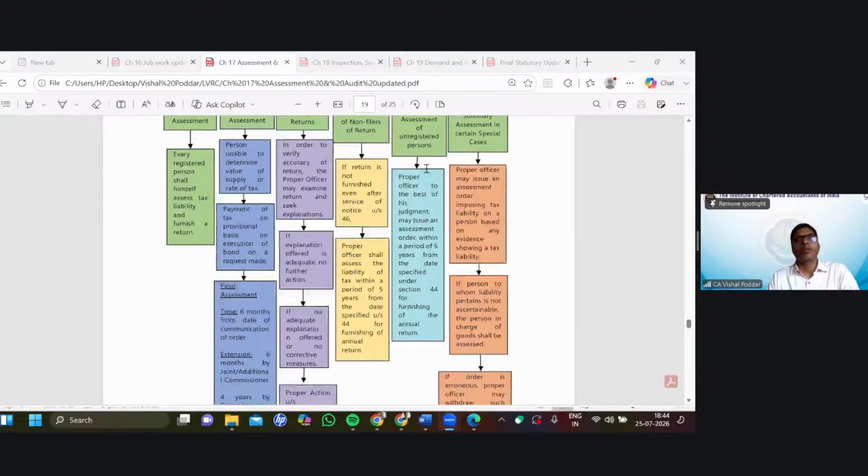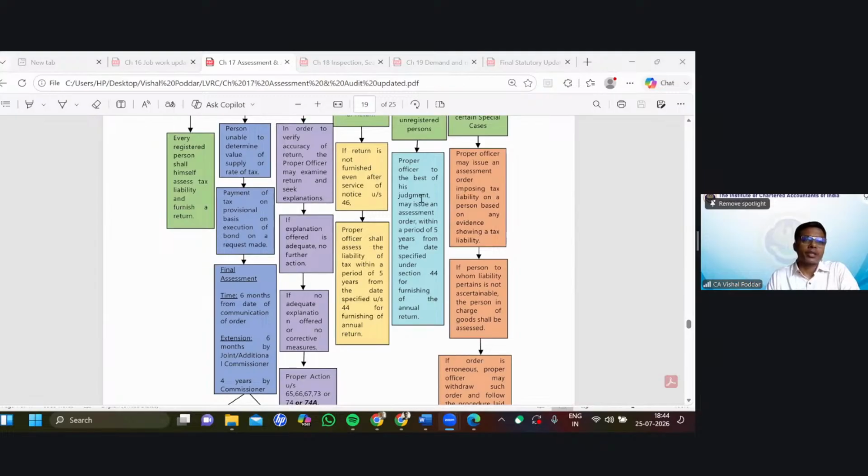Second is assessment of unregistered persons. Now what is this? So you have not taken registration, but you are doing some commercial activity, some business, and the officer is of the view that for some reason you are liable to pay the tax. Now, what could be the reason? You were liable to register either because your turnover had exceeded or because you are falling in section 24, and still you did not take registration and hence did not pay the tax.